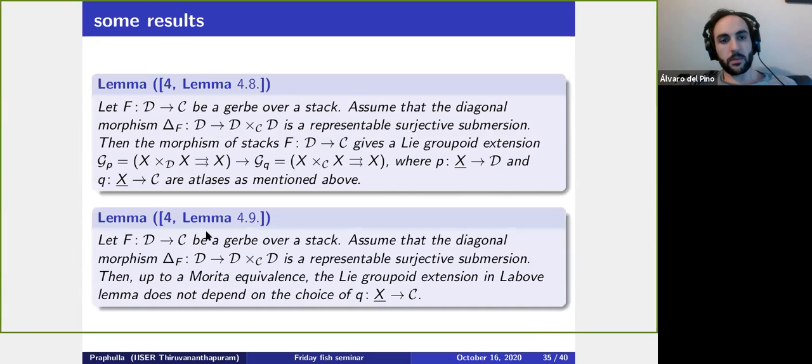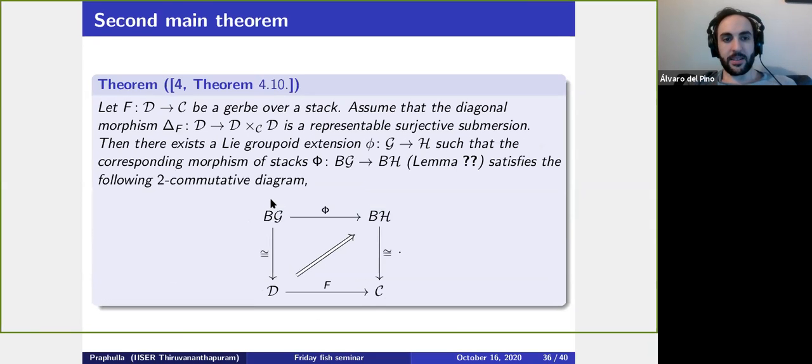And yes, so this is the main result. So if I start with a gerbe stack and assume the diagonal morphism is representable surjective submersion, then up to Morita equivalence, there is a unique Lie group extension. So this is it. So this says a gerbe stack in the sense of Baron-Squibb is the same thing, with certain extra condition, as a gerbe stack in the sense of Camille and others.